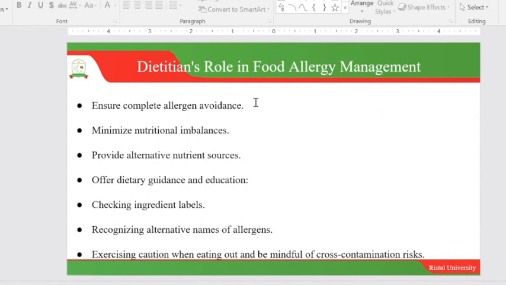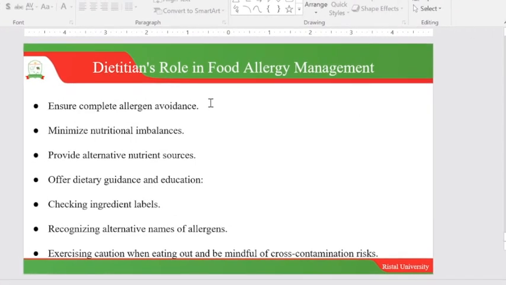recognizing alternative names for allergens, so that you are well versed if an allergen is spelled or mentioned differently. You help and give better choices to the individual who is purchasing this, and also exercise caution when eating out in restaurants or cafes or even at parties, and be mindful of the cross contamination risks that could happen. For example, people who tend to go for picnics, and all the weddings these days are found in what you call gardens. So the pollen that could fall on your food could trigger an allergic reaction that could be life threatening to an individual.